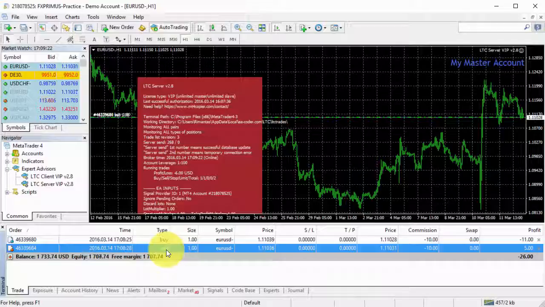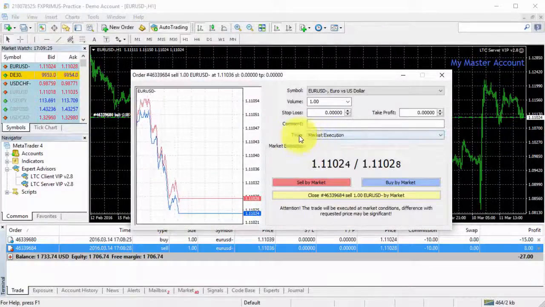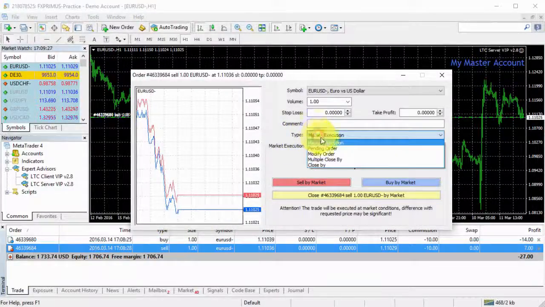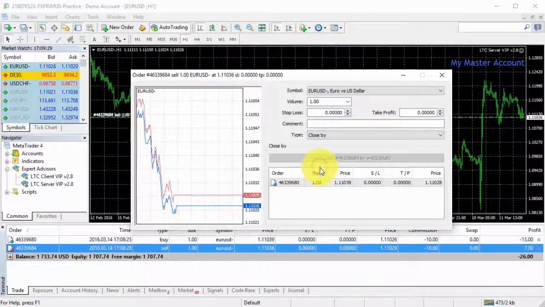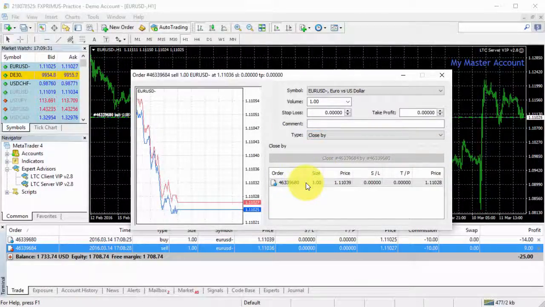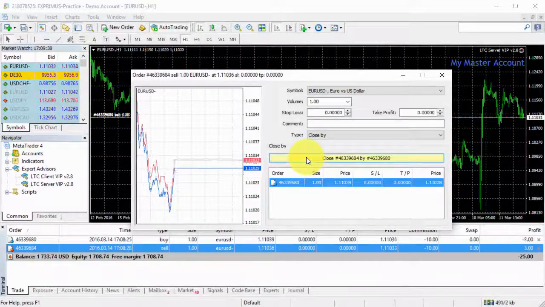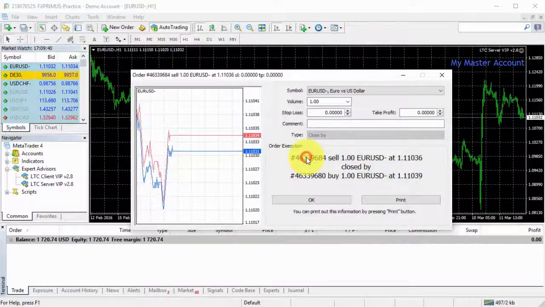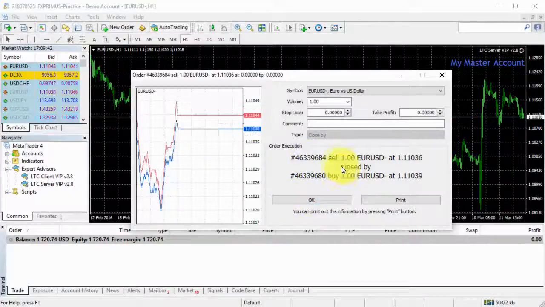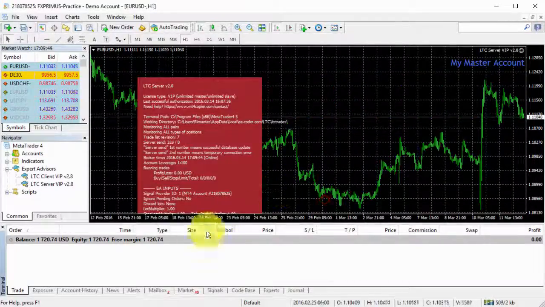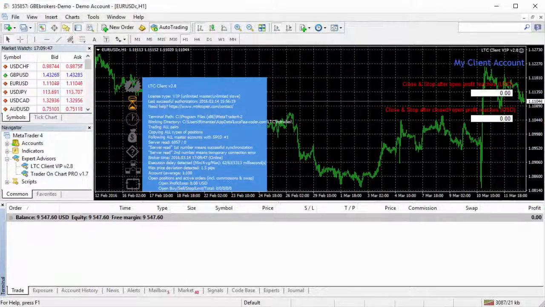But if I double click on one of those trades, go to the type and choose the close buy, and right here in this window I choose the opposite trade order, which is the buy order in this case, and I click close, I can see that both of my trades were closed. Now the same happened on the client account.